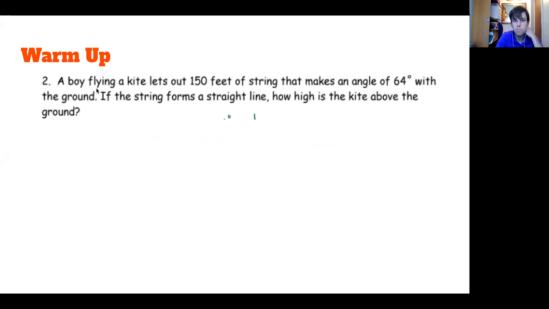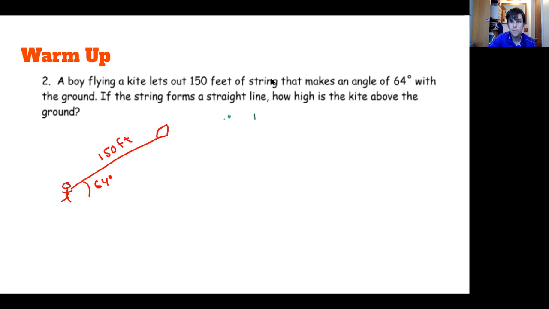So here we go. A boy is flying a kite. He lets out 150 feet of string that makes a 64-degree angle with the ground. If the string forms a straight line, how high is the kite above the ground? All right. I'm going to use some advanced artistic techniques here. We have a boy holding a kite. So here we go, kite. He says that the string is 150 feet and it forms a 64-degree angle with the ground.